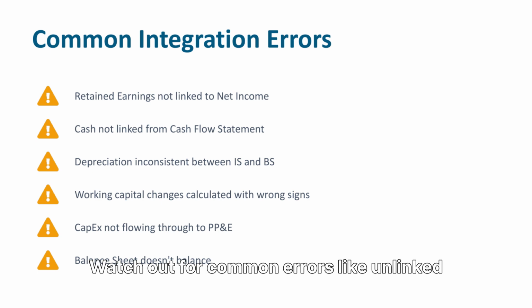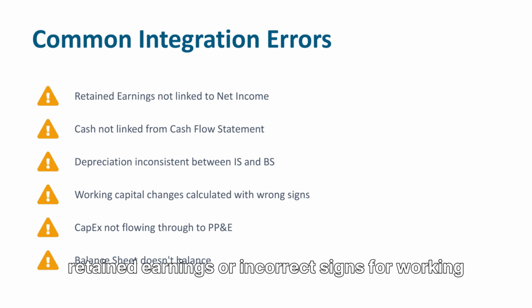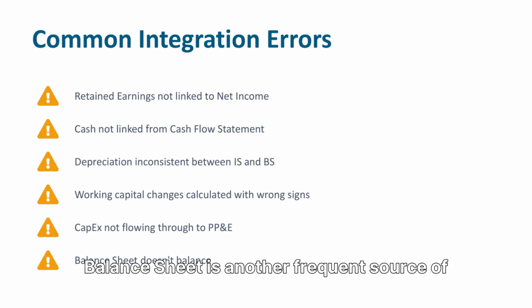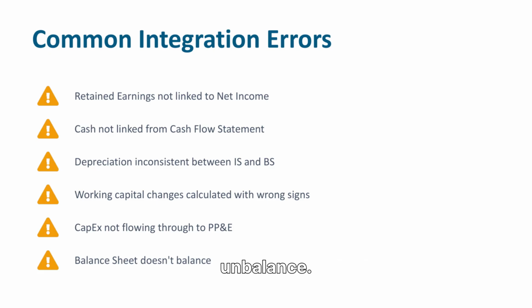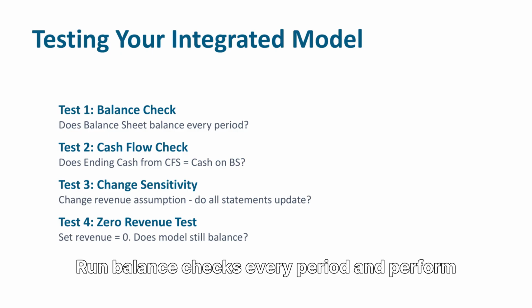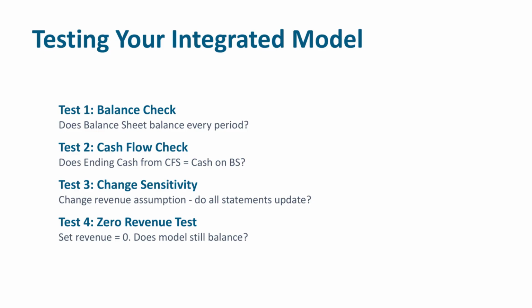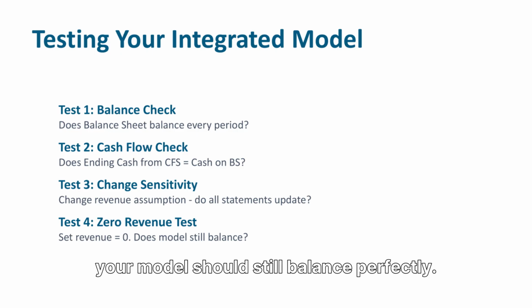Watch out for common errors like unlinked retained earnings or incorrect signs for working capital changes. Inconsistent depreciation between the income statement and balance sheet is another frequent source of imbalance. Always test your model. Run balance checks every period and perform sensitivity analysis by changing key assumptions. A great test is the zero revenue test. If you set revenue to zero, your model should still balance perfectly.